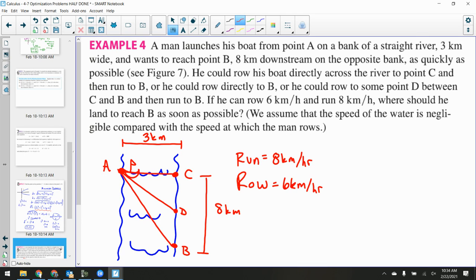What are we looking to do? Minimize time. I gotta get here quick. Hold on one second. You want to set up shop right there? Okay. Set up shop.